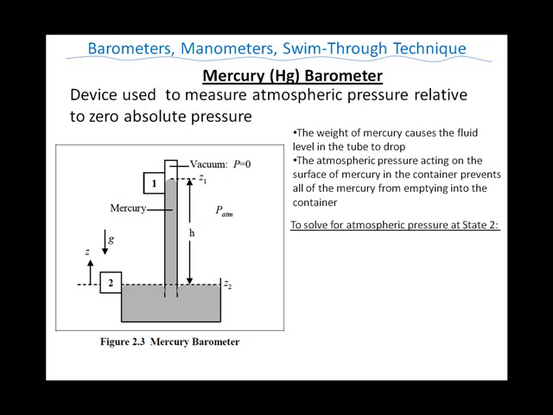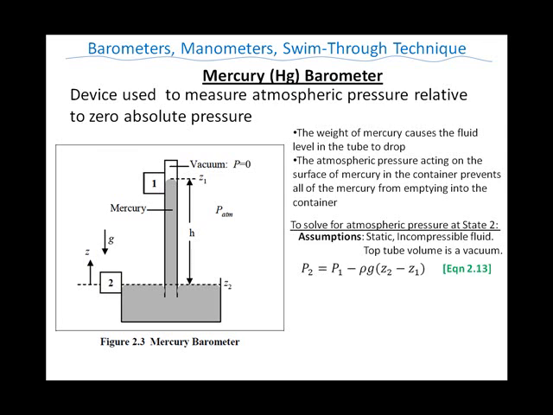To solve for atmospheric pressure at state 2, though, we have to make a couple of assumptions up front. We have to assume, of course, that the fluid is static. We also have to assume that the fluid is incompressible, and that the pressure in the volume at the top of the tube is so small that we can assume it to be a vacuum, so that pressure is 0. Now, in order to solve this problem, we use equation 2.13, which was introduced in a previous learning objective.